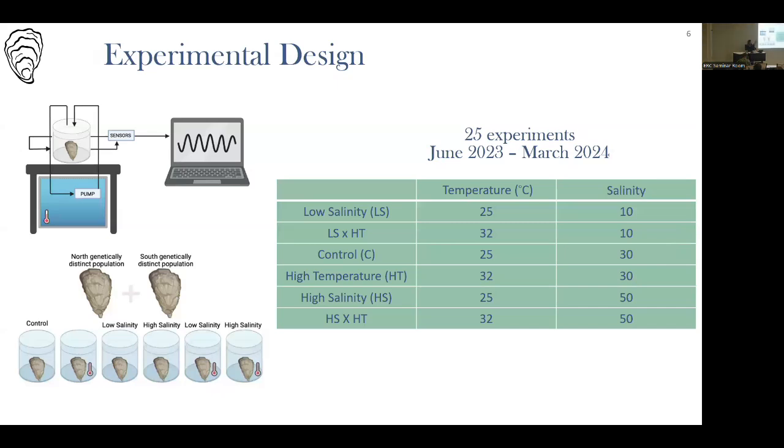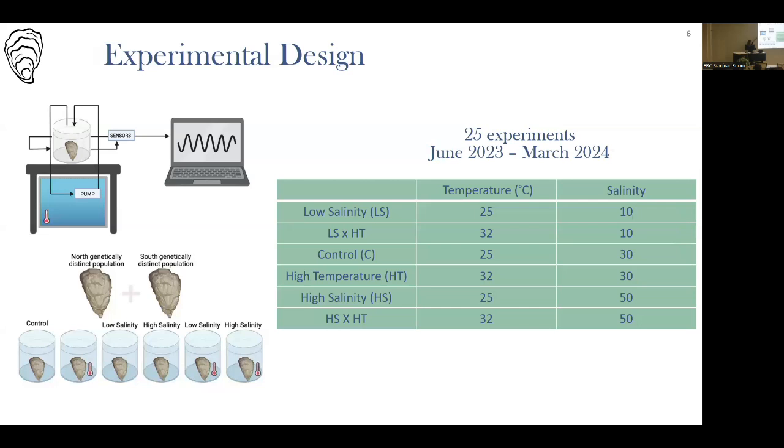For the experimental design, I conducted 25 experiments from June 2023 to March 2024, and there were 6 chambers. One chamber was the control, and then each treatment was tested individually and in interaction with the other stressor. So we had low salinity, low salinity and high temperature, control, high temperature, high salinity, and high salinity with high temperature. For salinities, we have 10, 30, and 50. And for temperature, we use 25 and 32 degrees Celsius, again based off the conditions that these oysters are experiencing.